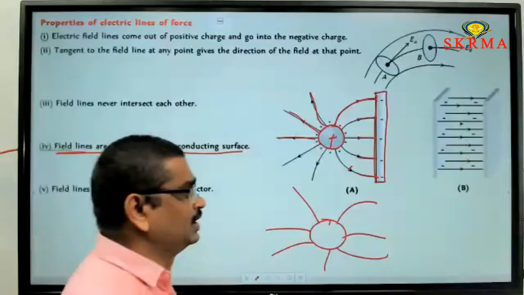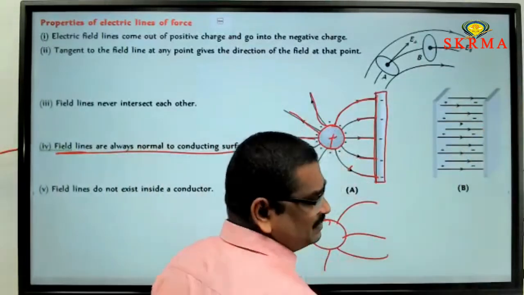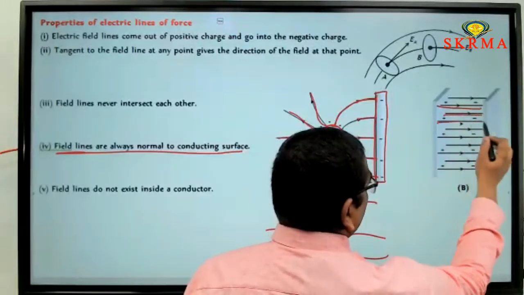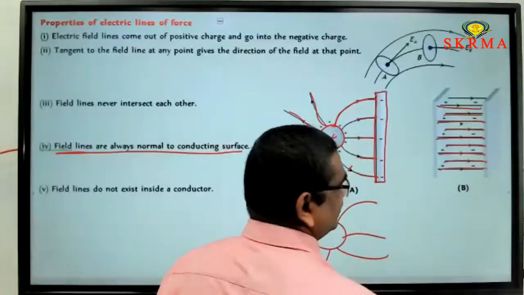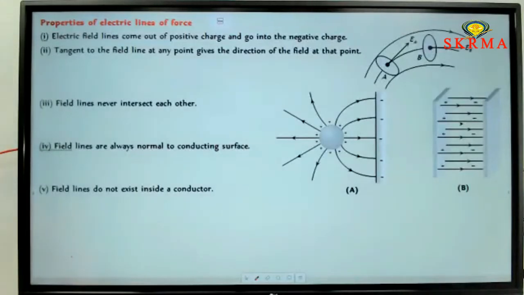Now, assume these two are capacitor plates. The fields are perpendicular to the plates, so we have to draw straight lines only. Field lines are perpendicular to the plate. For any surface, field lines are perpendicular to it.